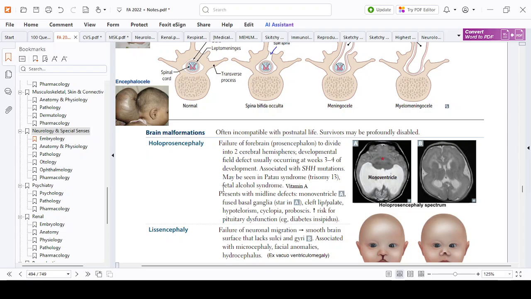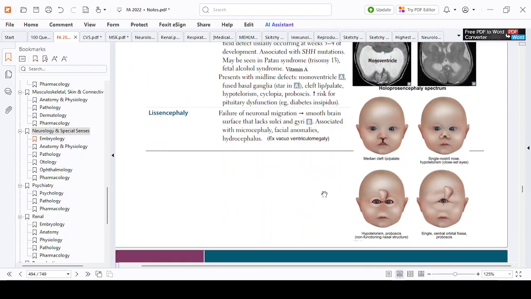Okay, so holoprosencephaly, single cerebral hemisphere, it will not be divided. So there will be midline defects: the cleft lip, cleft palate, the hypotelorism. You can see here, this is the hypotelorism, the proboscis, non-functioning nasal structures. Okay, no nasal cavity is there, no nasal structure over there. Then we have the single central orbital fossa. You can see single central orbital fossa.